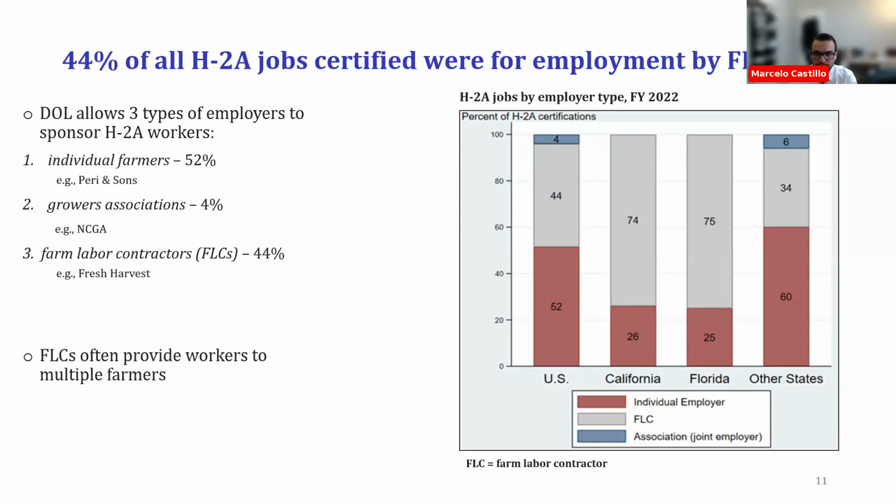You can see that on the first bar of this figure, which shows that in fiscal year 2022, 44% of all H2A jobs went to FLCs. Individual farmers took another 52% of all jobs, and growers associations took the remaining 4%.